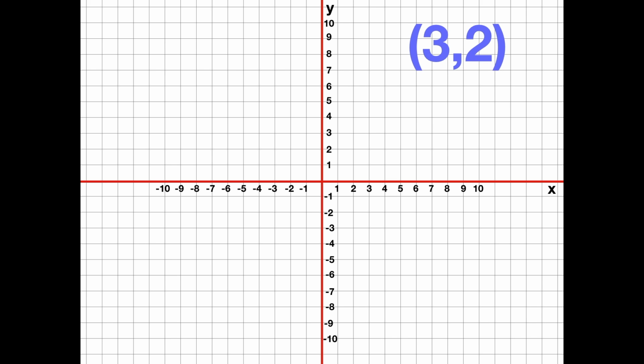This ordered pair is 3, 2. So that means we are going to start at the origin, where the two axes intersect. We're going to go over 3 because our first number is 3. And then we're going to go up 2. And that's where we'll place our point. The location of 3, 2 is right here. It's an exact location on the coordinate grid. 3, 2, over first, and then up or down second.